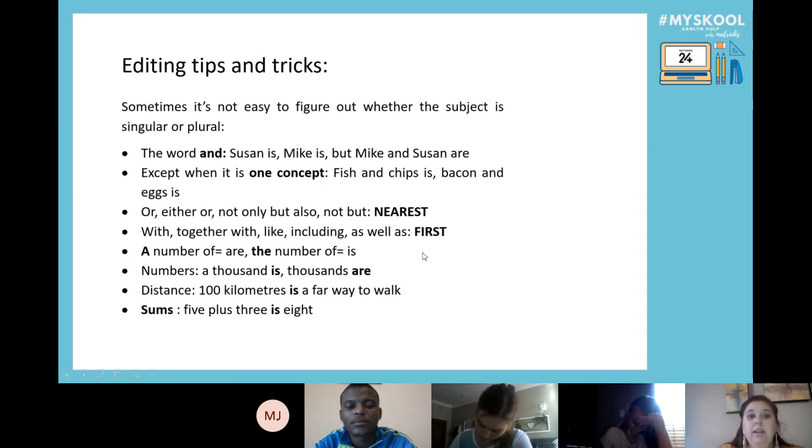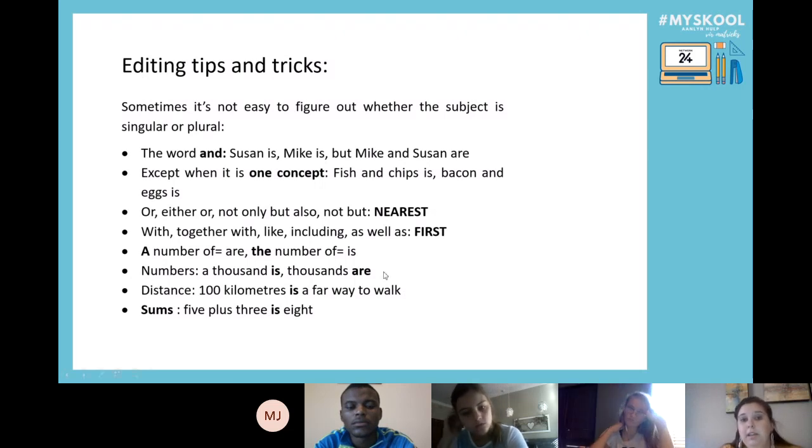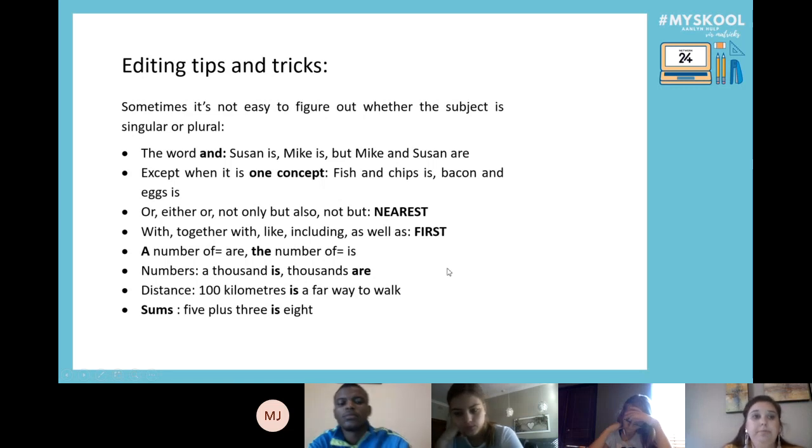Okay. A number of, are. The number of, is. It is because a number of is not specific. The number of is. We know exactly how much the number is. Numbers, 1,000 is, thousands are. Distance, 100 kilometers is a far way to walk. Sums, 5 plus 3 is 8. People, you can just learn this to check the concord.